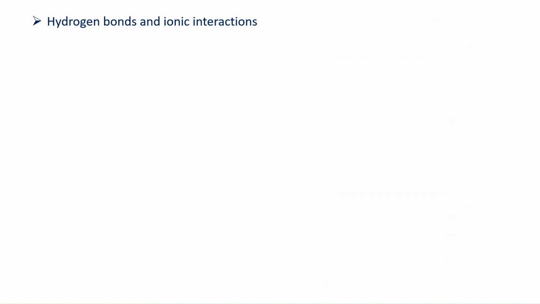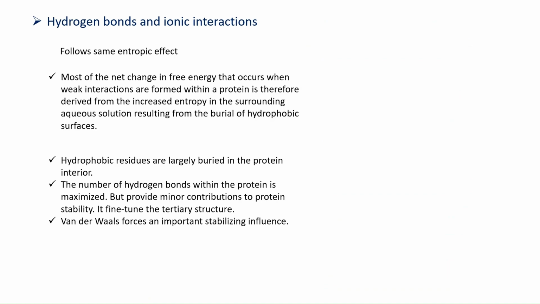Now come to hydrogen bond and ionic interactions. Now these also follow the same entropic effect. When they are involved in bond formation, more water molecules outside are freely available. That means increase in entropy and hence it is thermodynamically favorable. The bond formation is thermodynamically favorable. Hydrophobic residues are buried inside, and whenever two electronegative atoms are bridged by hydrogen, they get involved in hydrogen bond formation and help in stability of the protein.